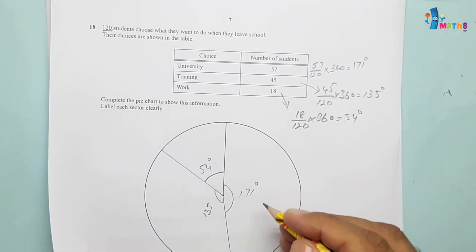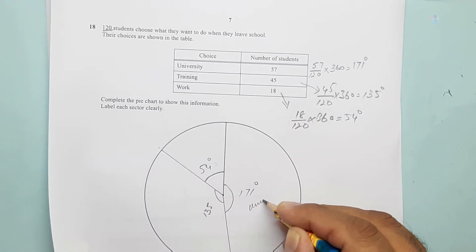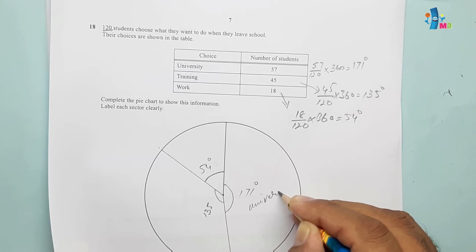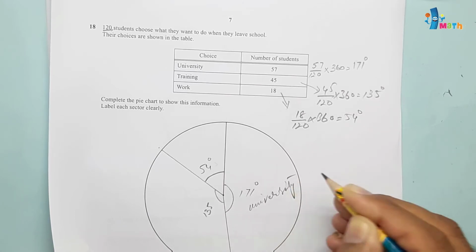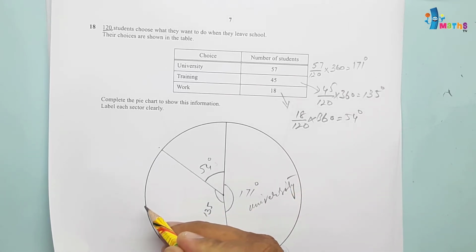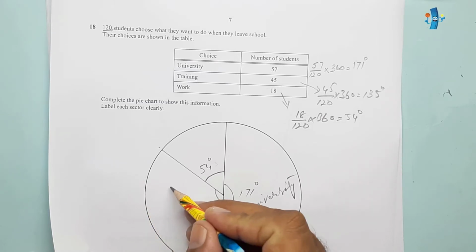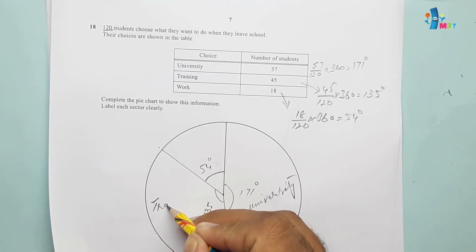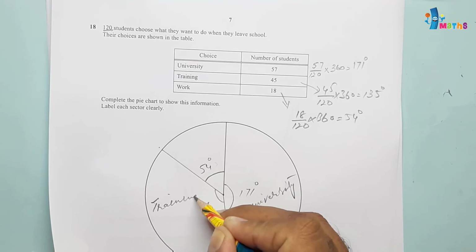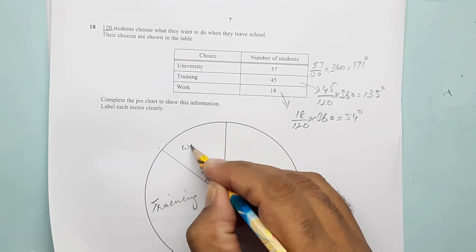Now this is basically university, and this is 135 is training, and this is work.